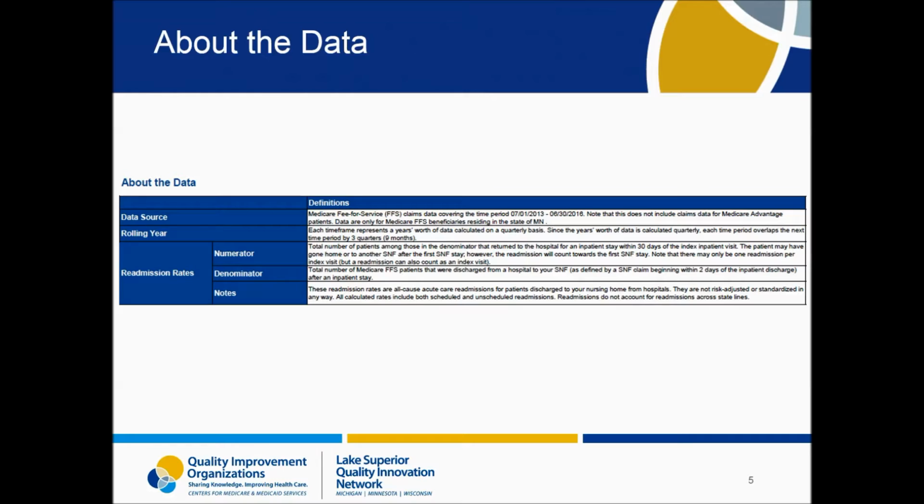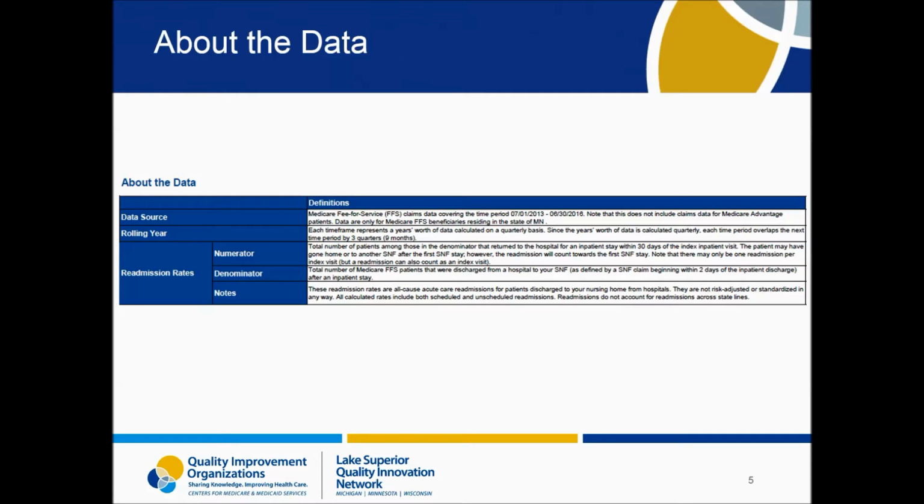And finally, for readmission rates, I will first describe the denominator. The denominator that you'll see throughout your report is the total number of Medicare fee-for-service patients who are discharged from a hospital to your nursing home. For purposes here, discharged from a hospital to your nursing home means that a patient had a nursing home claim filed within 2 days of being discharged from the hospital.